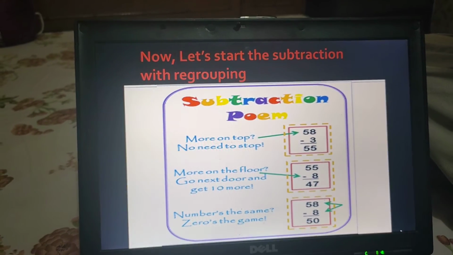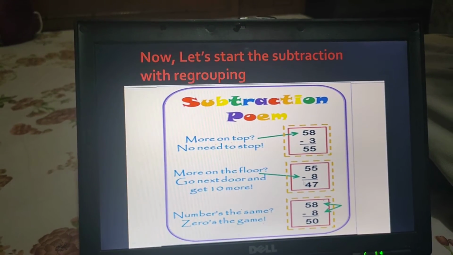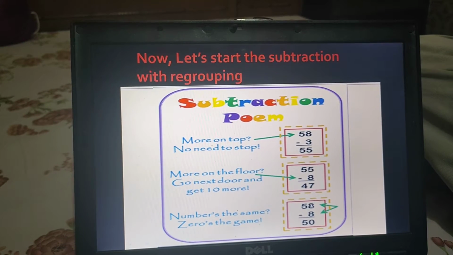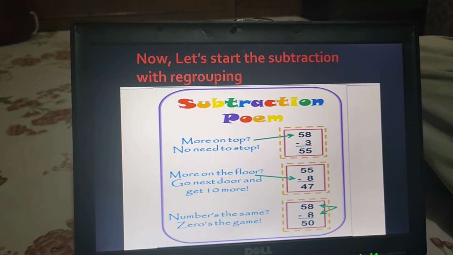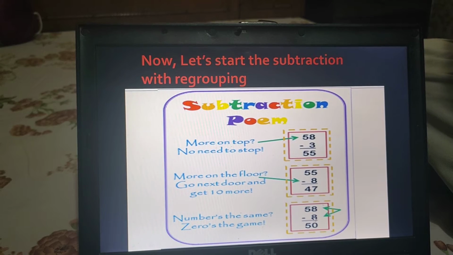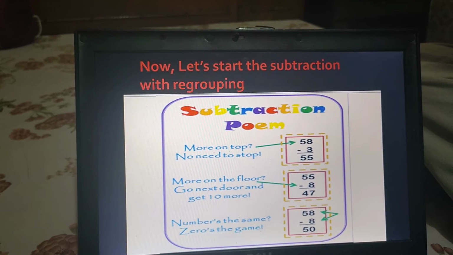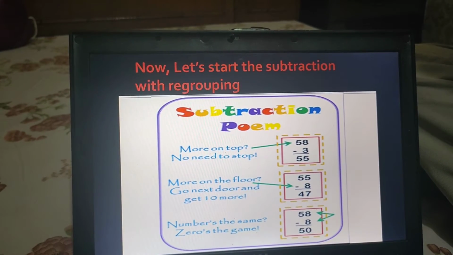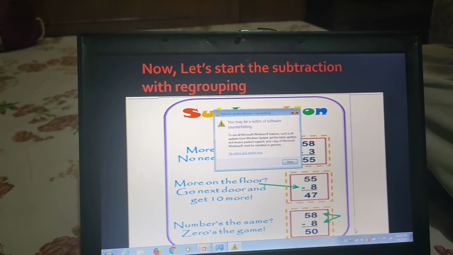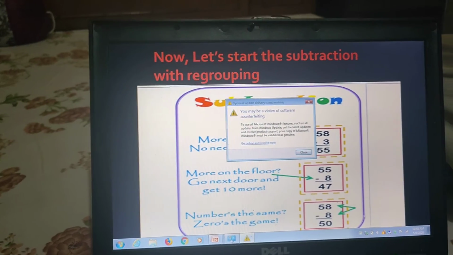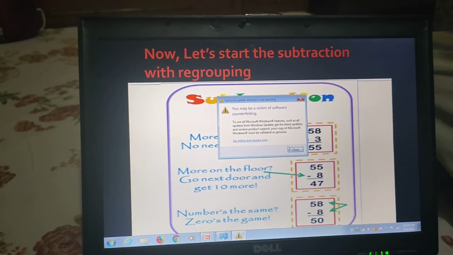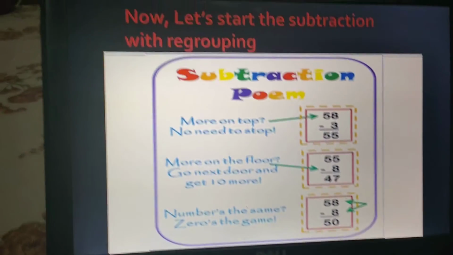But if we have the same number to subtract, that is 8 minus 8, then the answer will always be 0. So children, this poem will help you easily understand subtraction with regrouping. Let's move further.